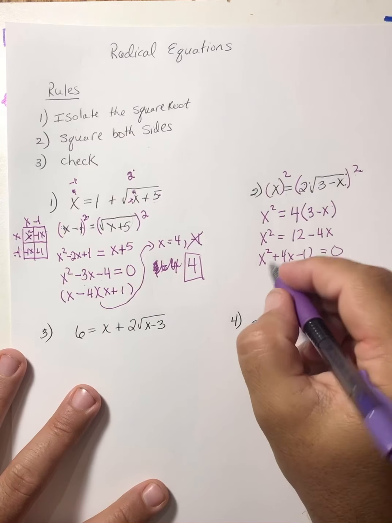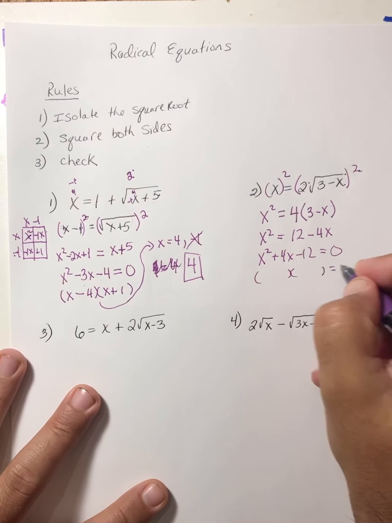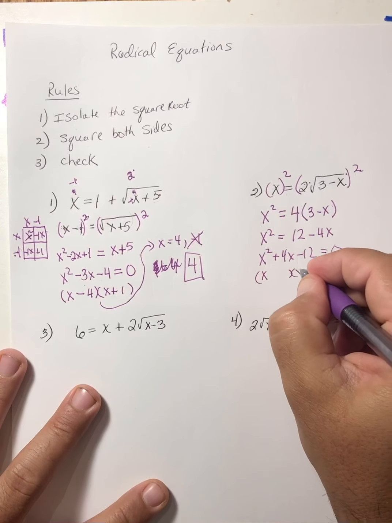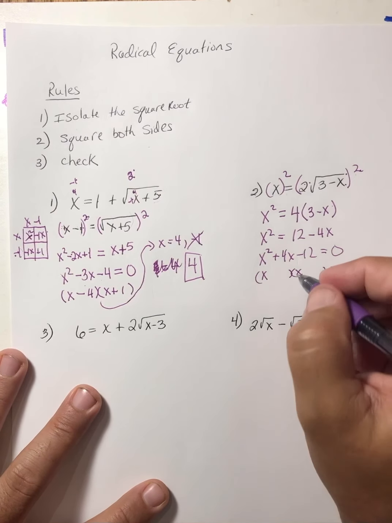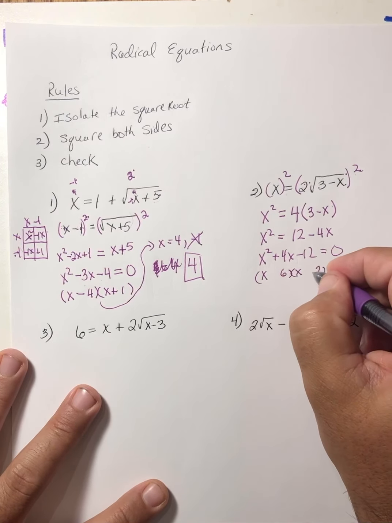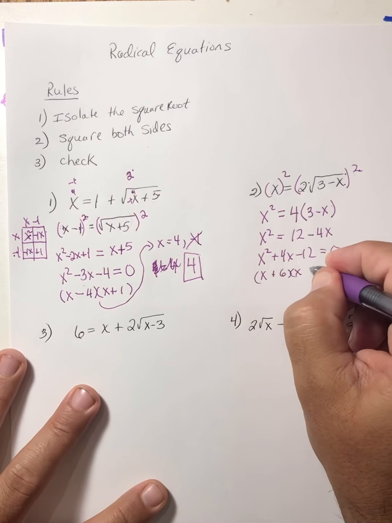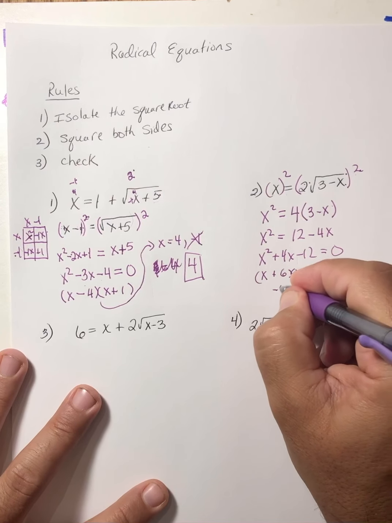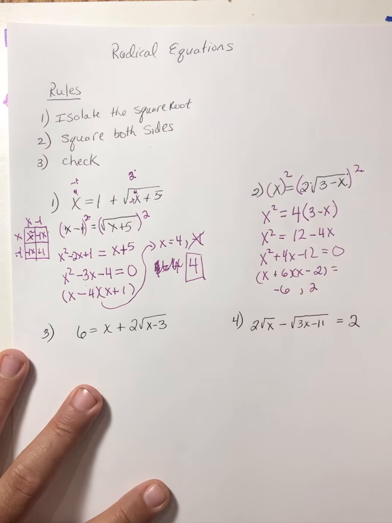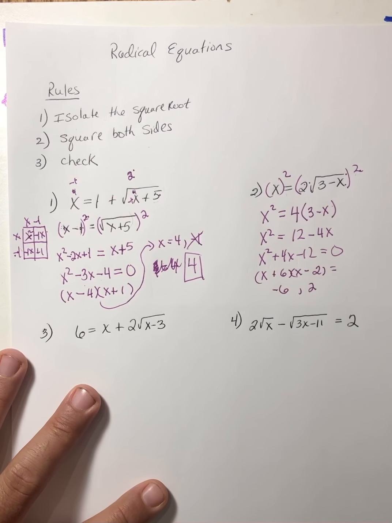And then I'll factor. What are the numbers? That's right, 6 and 2. So plus 6 minus 2, so x equals a negative 6 and a positive 2. Okay, now we have to go check. Remember, always check the original.